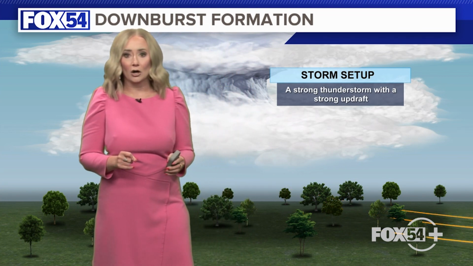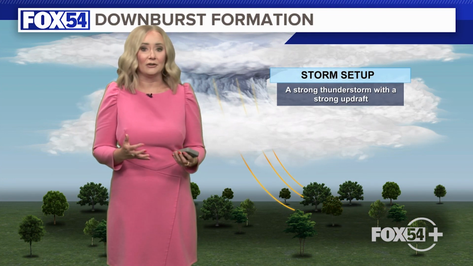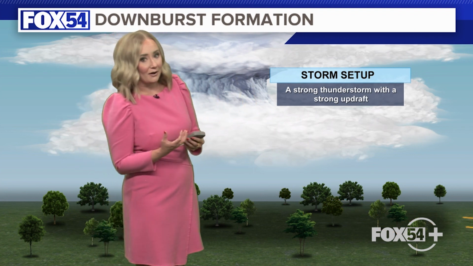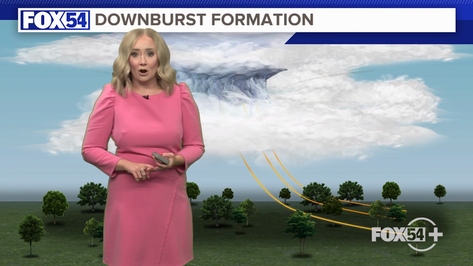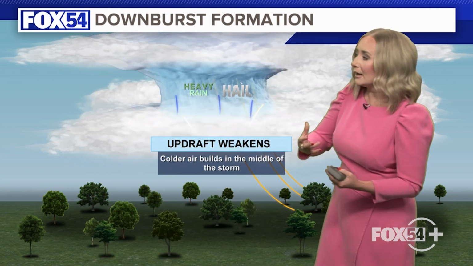I mentioned earlier we have downbursts. Now, downbursts occur mostly in the summertime here for us across the Southeast, not just us here in the Tennessee Valley. So what exactly is a downburst? I'm also going to be talking about that as well. You have to have a strong thunderstorm with a strong updraft to start to get the downburst to eventually make its way into some sort of formation level.